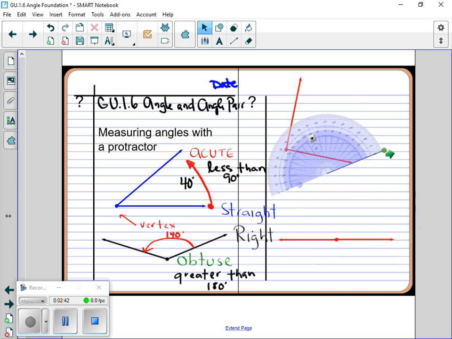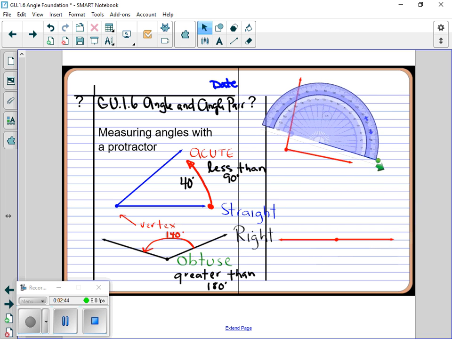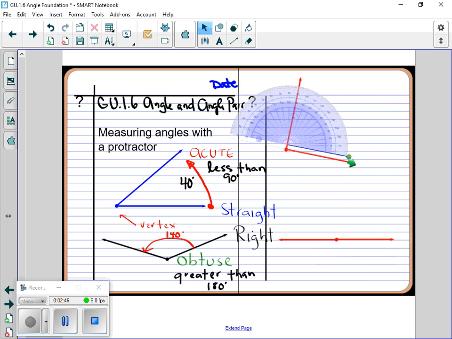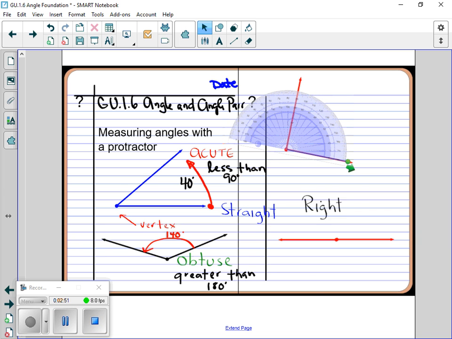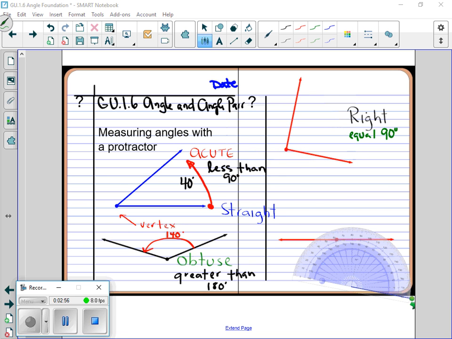Now, let me take a look at this one. I think this one is going to be the best choice for the 90 degrees. Let's check it. Let's put it on the line, and sure enough, that one is the right angle. That's equal to 90 degrees. Sometimes we recognize that by putting a little box in there to represent a square, and that means 90 degrees in all corners of a square, of course.